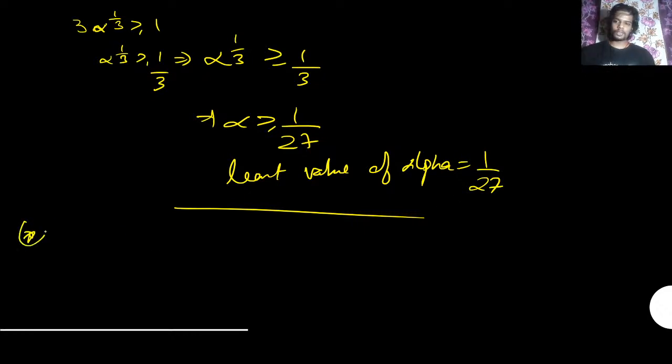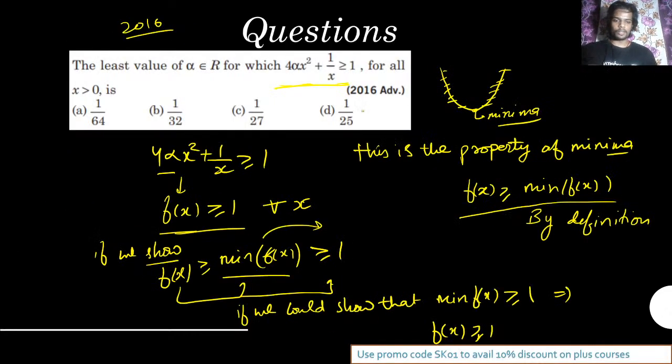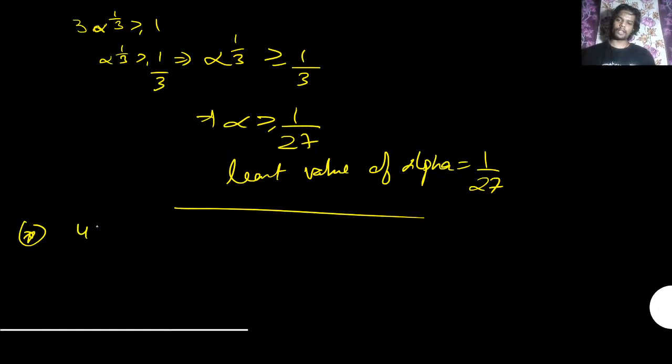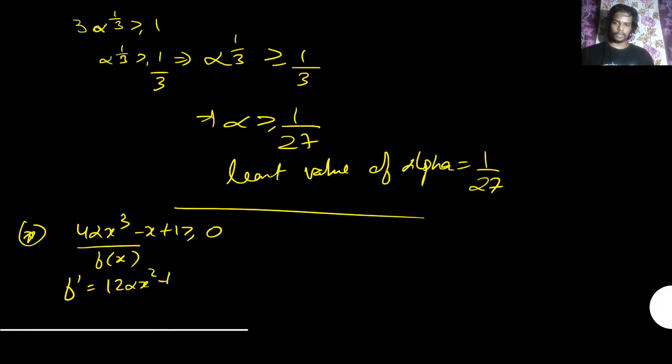One of the other ways to solve this question would have been that you solve this and you get something like 4 alpha x cubed minus x plus 1 greater than or equal to 0. You assume this as a function and you calculate the minima then. So we can also try to do that. If you differentiate this, you will get 12 alpha x square minus 1 equals 0. So you will get x equal to 1 upon 12 alpha to the power half. You will get plus minus, and one value will correspond to maxima, one to minima.